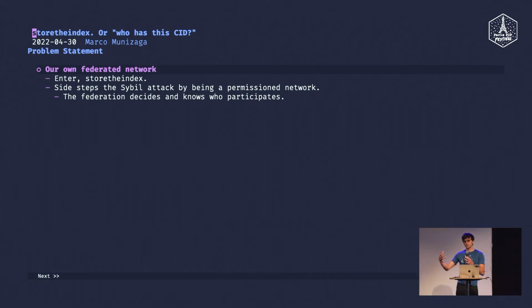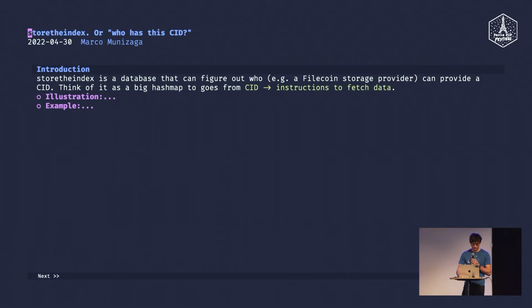So what if we create our own federated network of nodes, right? We know these nodes. We can trust them. They can be really beefy machines, and they can do this mapping. Well, that's what Storetheindex is. It's just a federated set of nodes that keep track of this mapping of CID to data, or to the content that is referenced by that CID.